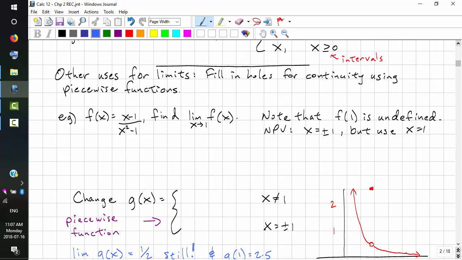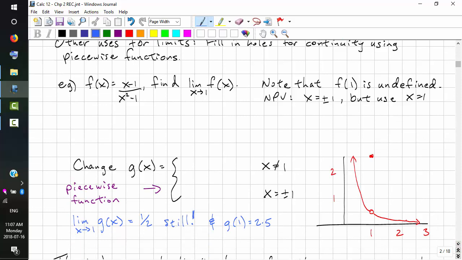For example, let's look at a discontinuous function first. We have g of x equals, we can say f of x when x does not equal plus or minus 1, and we could say that it's equal to 2.5 when x equals plus or minus 1. So this is a piecewise function because we have partitions. We're partitioning at a point, but it's still a partition. Okay, so it looks like this. There's a hole here and there's a jump here.